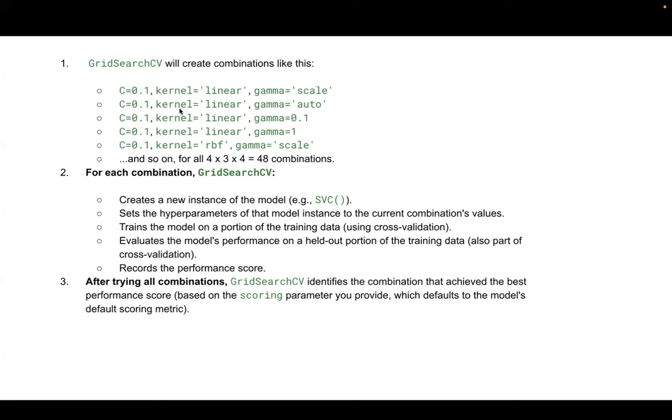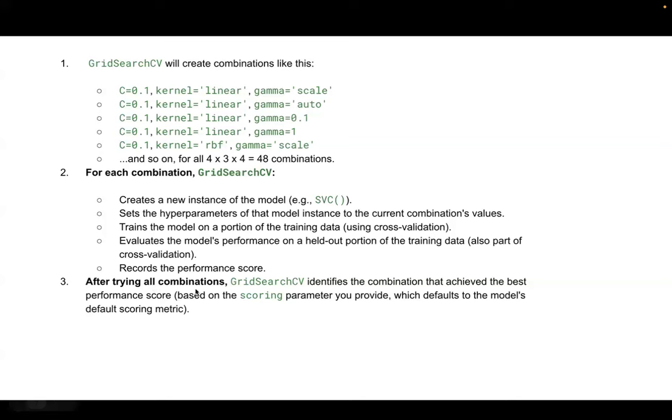Then you again train the model using this set. Okay, and then evaluate the model's performance on each of these combinations. So in the previous example, 48 instances of SVC will be created, and the best parameter combination, the best accuracy score that we were computing, will be picked from those 48 combinations.